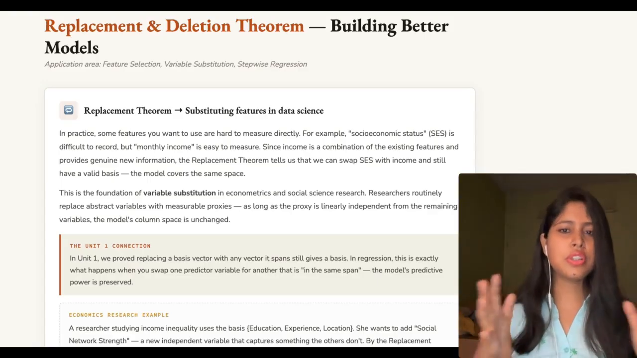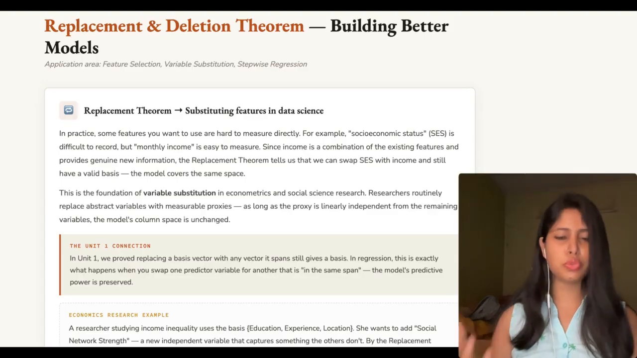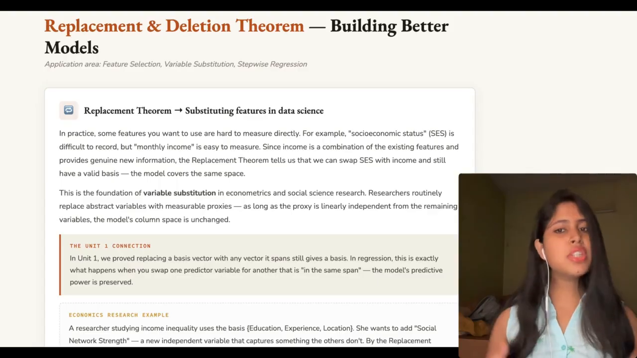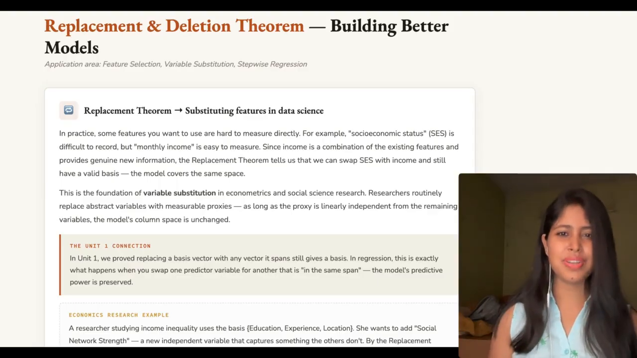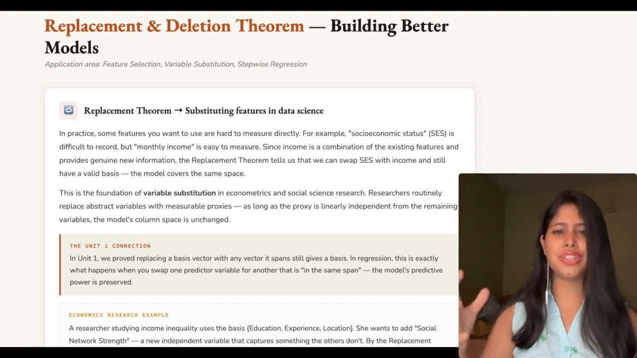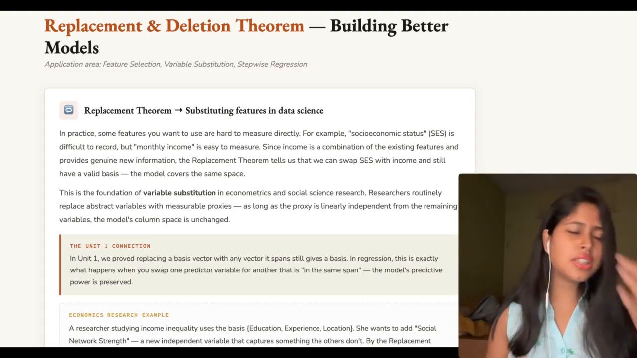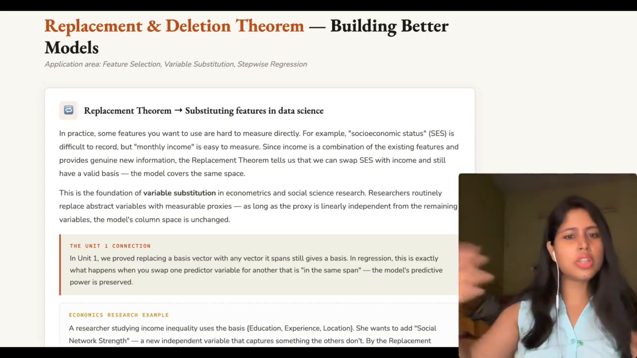Okay, so finally these two theorems we proved at the end of Unit 1, right? The replacement theorem and the deletion theorem. Now these feel quite abstract when you first see them, like we just take a basis and replace a vector. So all these things which we did don't really seem to relate to real life, right?